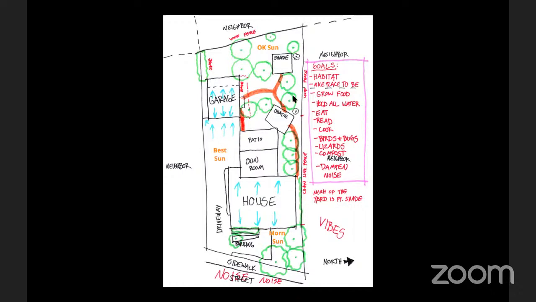Chain link fence over here, wood fence over here and back here. And lots of noise, mostly coming from this side. And then on this side, there's just some weird vibes coming from this neighbor, to be honest. And there was just a chain link fence right here.